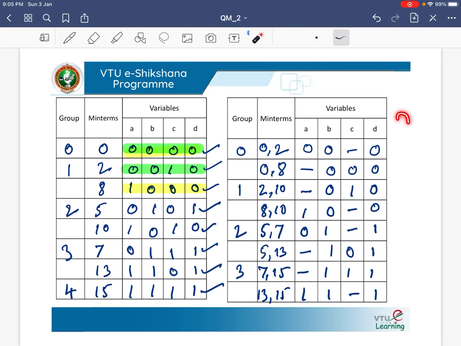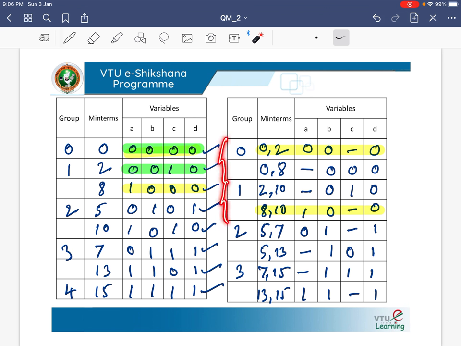Now in this step, we have combined 2 minterms. In the next step, we combine 4 minterms. When we combine the 4 minterms, we have to see that the dash has to be in the same position and there has to be a single position change. So if you see 0, 2 and 8, 10, the dash is in the same position. This is changing from 0 to 1. These two are 0s and these two are 0s. If such a condition exists, those can be combined together.